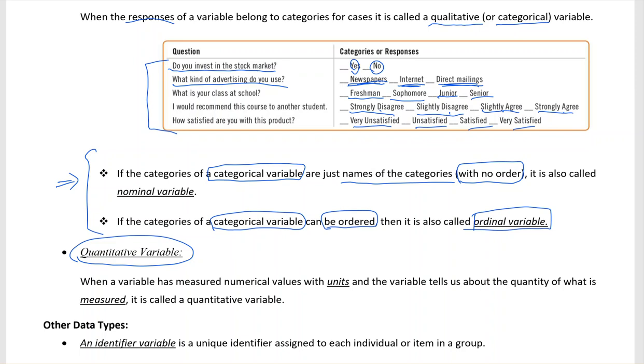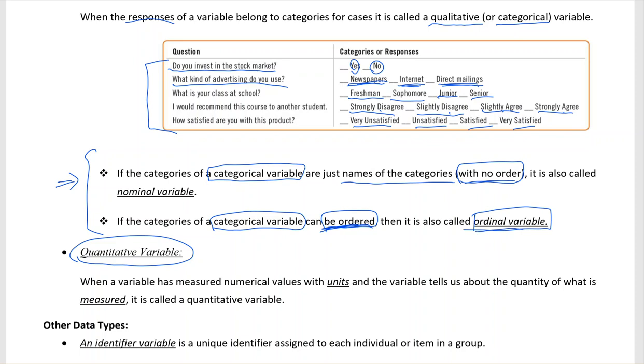Then you have two detailed types of categorical variables. Right? Okay, then you need to decide whether the categories can be ordered. If no order, then it will be a nominal variable. If they can be ordered, then it will be an ordinal variable.